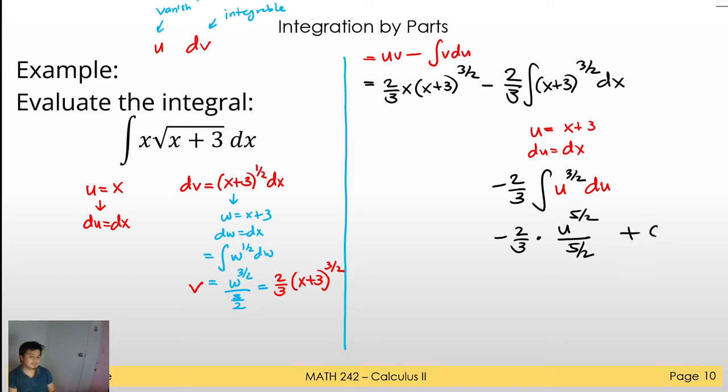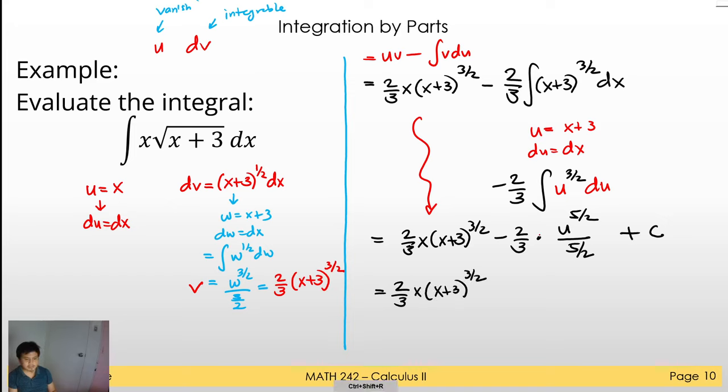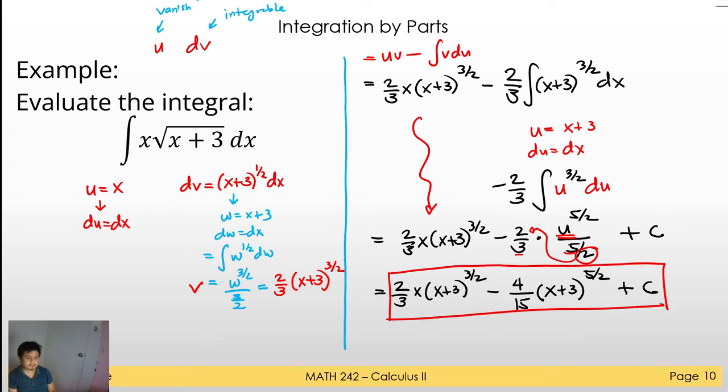And then plus C, no? So we can retain this. This will be just equal to 2/3 x times (x plus 3) raised to 3/2. So simplifying this, we have, this will be 3 times 5, and then this 2 will be multiplied by this 2. So we have negative 4 over 15, and then u. So u is equal to x plus 3. So we have (x plus 3) raised to 5/2, and then plus C. So this will be your final answer.